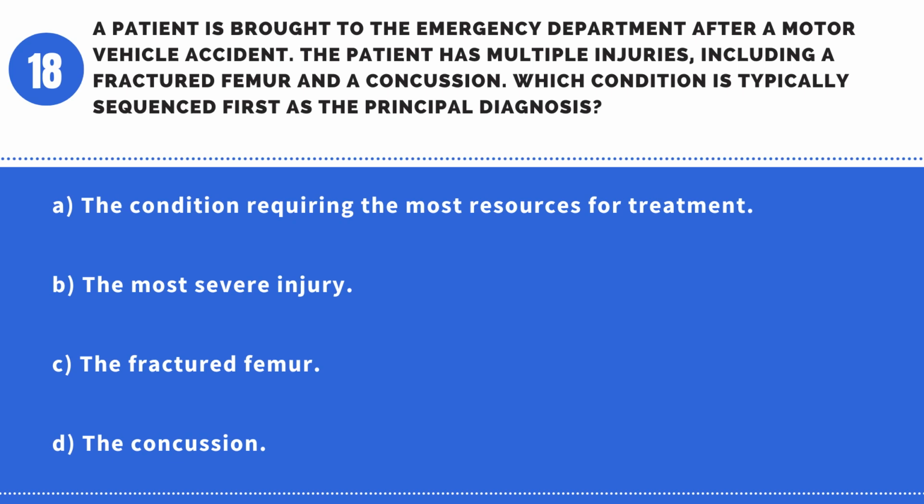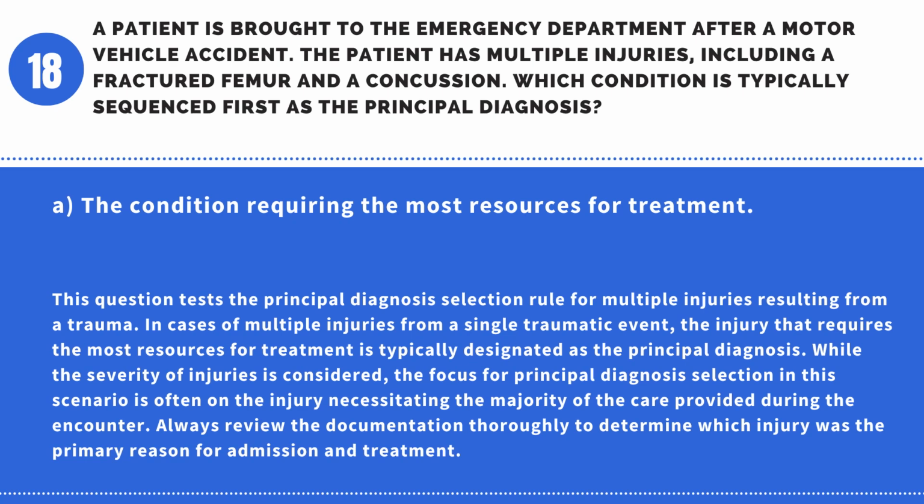Question 18. A patient is brought to the emergency department after a motor vehicle accident. The patient has multiple injuries, including a fractured femur and a concussion. Which condition is typically sequenced first as the principal diagnosis? A. The condition requiring the most resources for treatment. B. The most severe injury. C. The fractured femur. D. The concussion. Answer: A. The condition requiring the most resources for treatment.